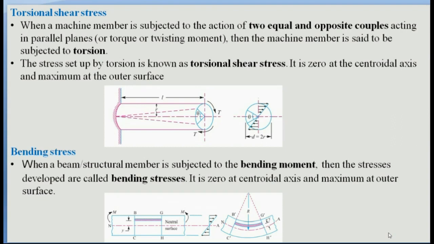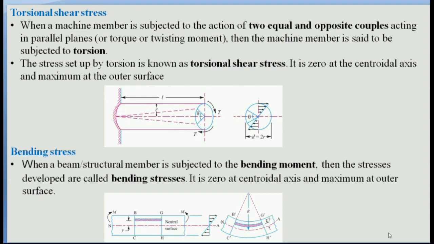Next, torsional shear stress. When a shaft or any member is subjected to the action of two equal and opposite couples, the member is said to be subjected to torsion. The stress that is set up by this torsion is known as torsional shear stress. It increases with the distance from the axis of rotation. If you move away from the axis of rotation to the outermost surface, the torsional shear stress will be maximum.